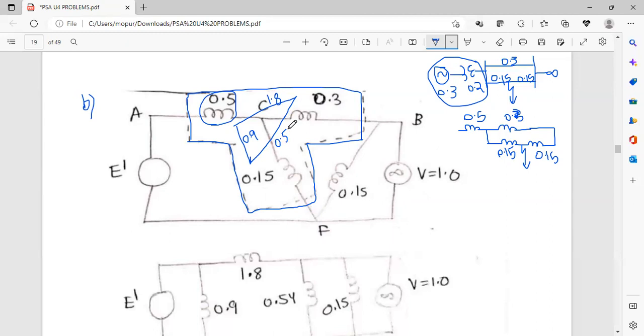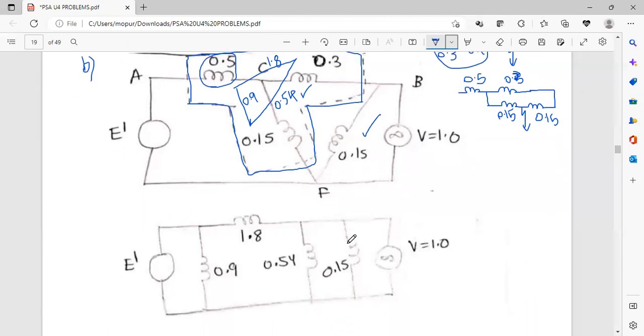Now, if you observe, this branch will be in parallel with this branch. See here, this is a line and this is a line. So I am redrawing the circuit. This is 0.9, this is 1.8, and this is actually 0.54. I am separating it. Anyhow, this is grounded, no? So I am separating it. 0.54, which is in parallel with 0.15.